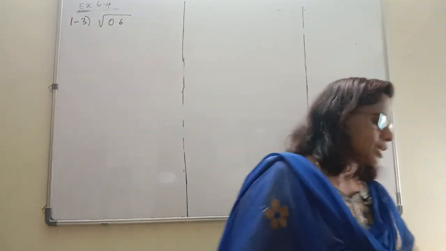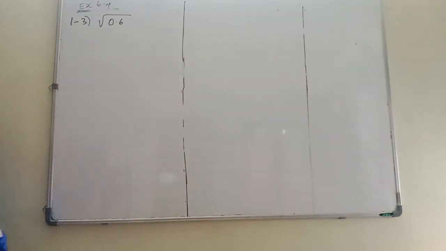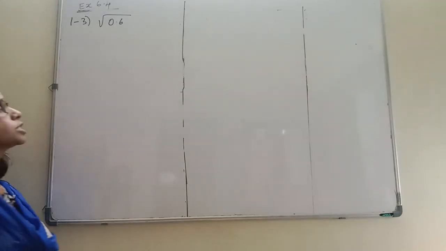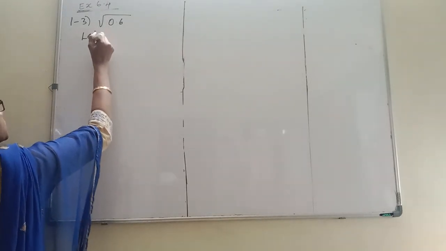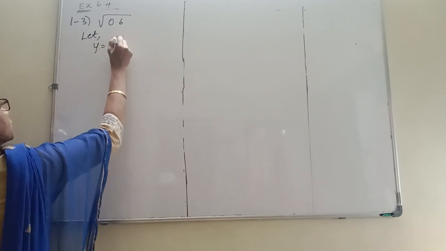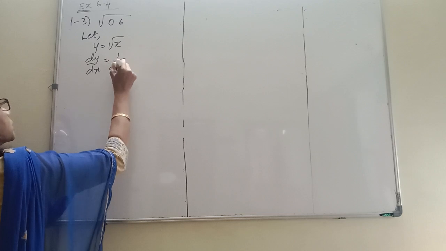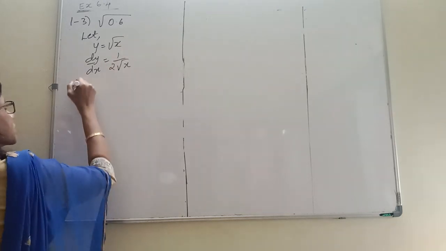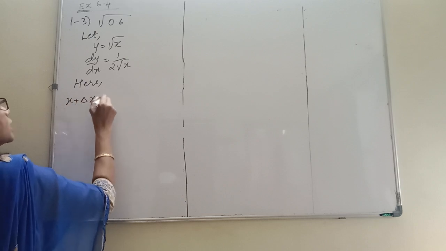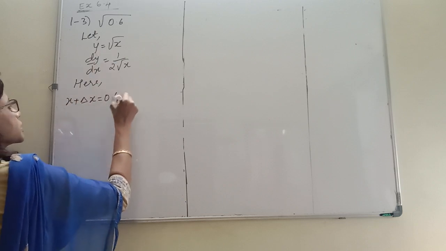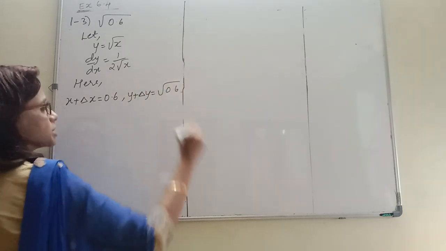So let's get started with this third subpart, where they tell us that you have to find root of 0.6. So as we have done before, first we will define y. Because it's a root function, y is root of x. So just with that we will find out what is dy by dx, which we all know is 1 by 2 root x. Here itself we will try to decide x plus delta x and so on. X plus delta x, we know it's 0.6, and y plus delta y is root of 0.6. That comes from the question itself.